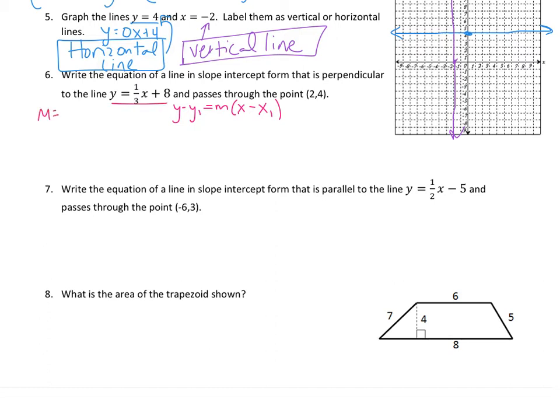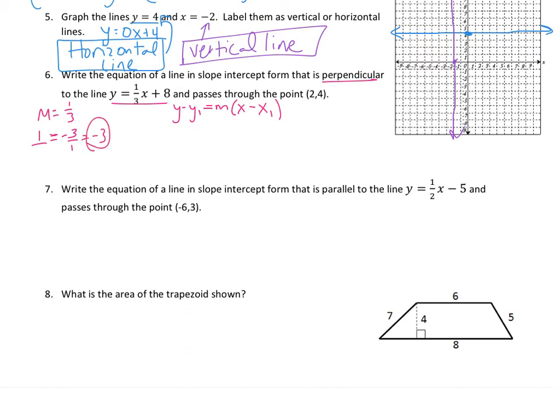So here's the original line, the slope is 1/3, and we want the line that's perpendicular. So the perpendicular slope has to be the opposite reciprocal. So that means that it needs to be the opposite sign. The first one is positive, so this one needs to be negative, and we need to do the reciprocal. So that means I need to flip it so it's 3/1 instead, or just a -3.